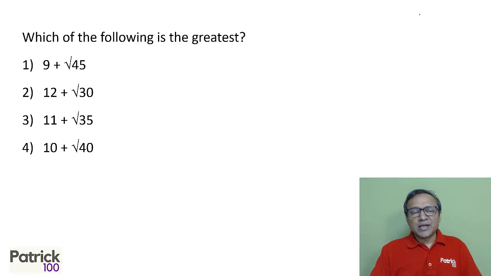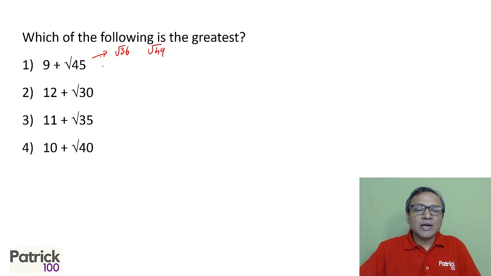Which of the following is the greatest? Now you can approximate things. For example, root 45 is between root 36 and root 49, or between 6 and 7. So right now I'll take it as 6.5 approximately. Same way, root 30 is between root 25 and root 36, so I'll take it as 5.5 approximately. Root 35 is close to 6, so I'll take it as 6.